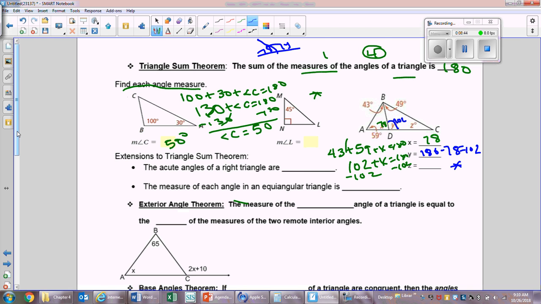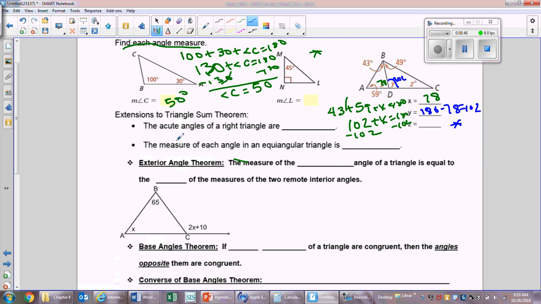All right, so the next one is one thing I need you guys to remember. We talked about what an acute angle is, and I mentioned it earlier. The sum of the two acute angles of a right triangle is going to add up to 90 degrees. So the sum would be 90 degrees. Okay, the measure of each angle in an equilateral triangle is going to be 60 degrees, and I went over it on the first page, but just to make sure we have it written down.